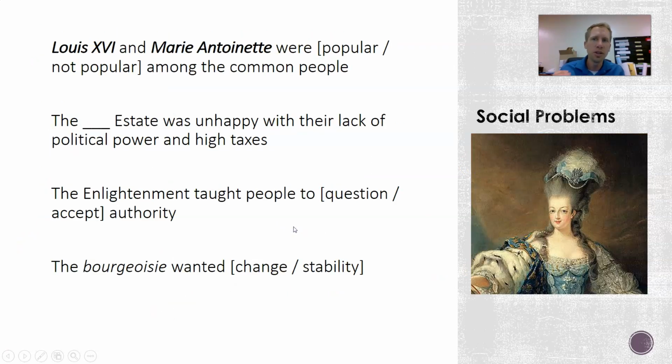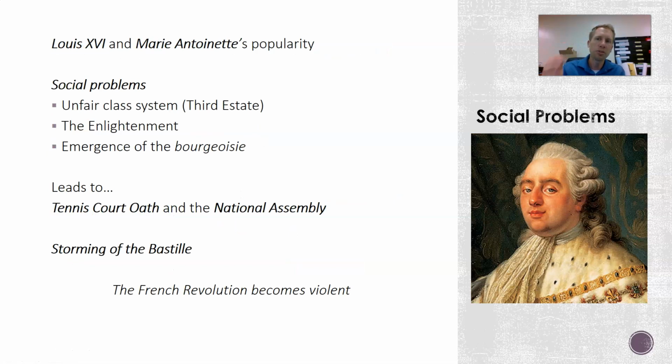So Louis and Marie Antoinette were unpopular, the third estate's unhappy, the Enlightenment taught people to question authority, and the bourgeoisie wanted change. We went through the social problems of the unfair class system, Enlightenment, and the emergence of the bourgeoisie. Now this is going to lead to the Tennis Court Oath, the National Assembly, eventually the storming of the Bastille, and then you have the March on Versailles. And this is when the French Revolution becomes violent, which we'll learn about in the next lesson.